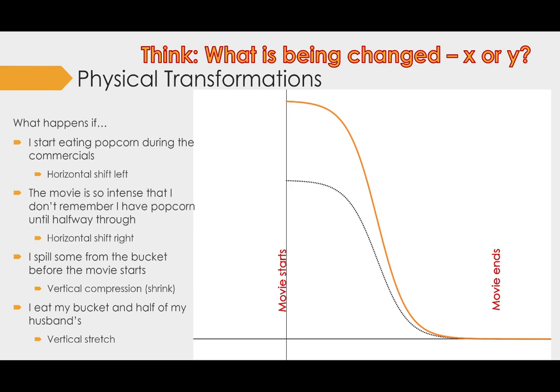What is being changed to make this effect occur? Is it the X? Then it's going to be horizontal, something happening horizontally, or is it the Y? It's going to be something changing the vertical part of the graph. So go ahead and think about those things for your assignment, and good luck.